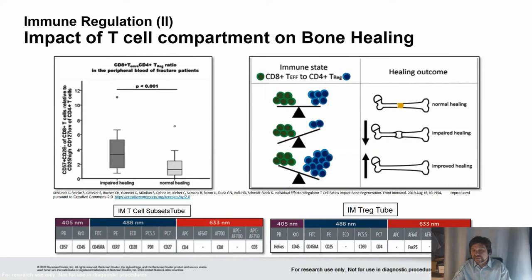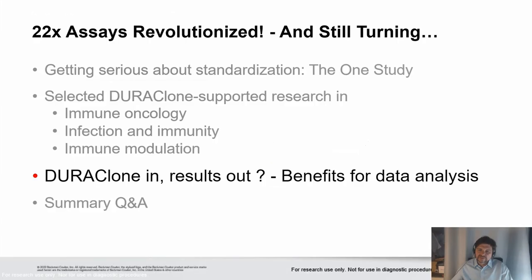So this was an example where not only these two populations determine the outcome of the process, or basically predict this outcome, but we not only assessed those, but also, in the large study, stained all the T-cell subcompartments. The first step, of course, was to identify that these populations are important at all before you could basically assess the ratio between them. So both steps of the process were supported here with the highly standardized DURAClone tubes.